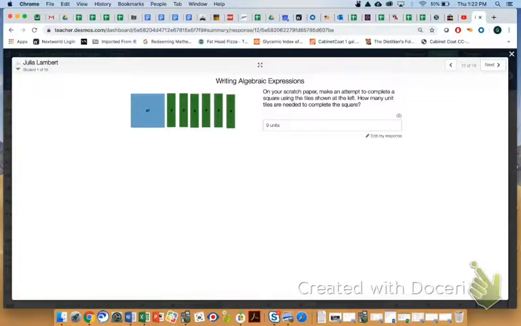Hey, listen up, please. Here's how this works. Here's the blue square. Here are the green rectangles. There's 1 of them there, 2 of them there, 3 of them there. So what do I need? This is hard to draw, but I'm doing my best. You need 1, 2, 3, 4, 5, 6, 7, 8. Do you see how 9 completes the square? 9 of them. So Julia and others, great job.